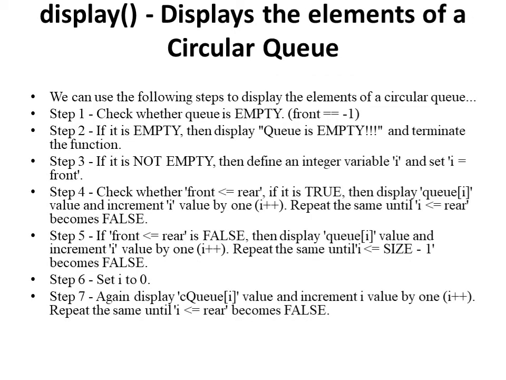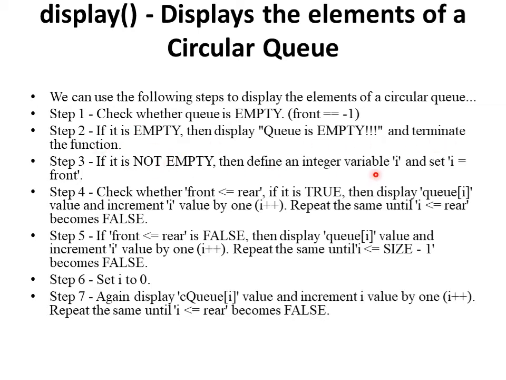For displaying, what is display? Here the meaning is only to display the content, what elements are there in the circular queue. For that, here I am showing the steps, checking before displaying whether any elements are there or not. If front equals minus 1, it will print empty, that means no element is there to print. If it is empty, then display queue is empty and terminate the function.